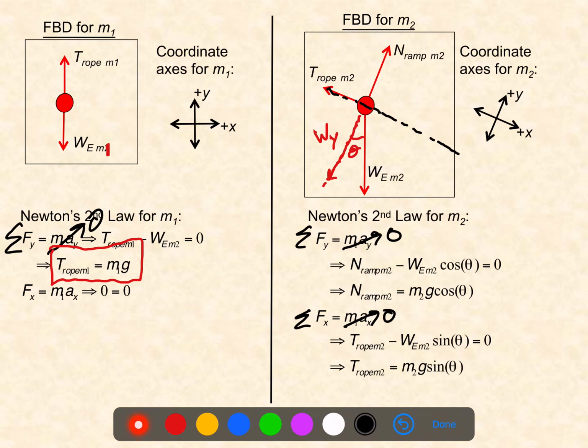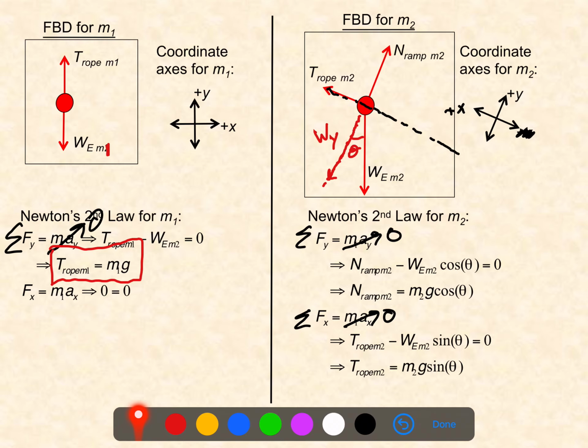Actually, the way that this coordinate system is defined, I really should have said that this is the positive x direction, and this is the negative x direction. It doesn't really matter because when we solve it, as long as there's a sign difference here, we get tension on one side and the component of the weight force in the x direction on the other side.